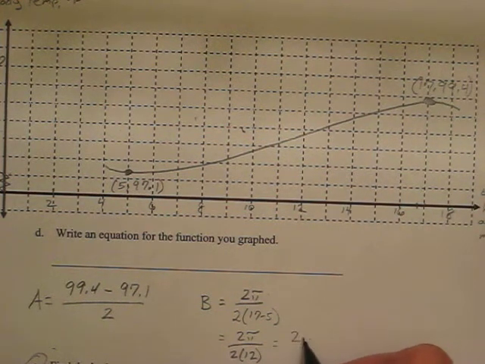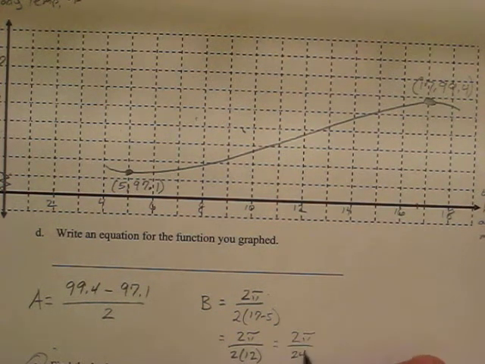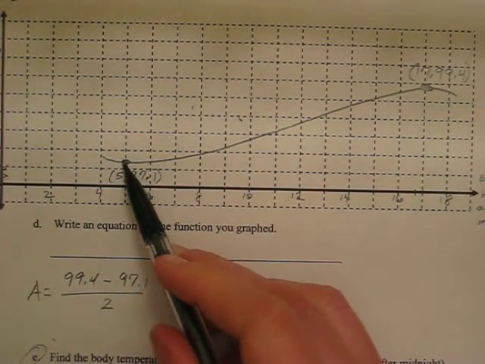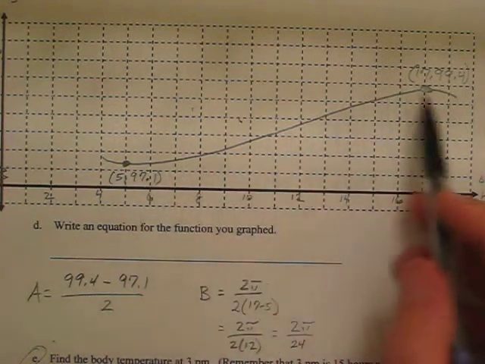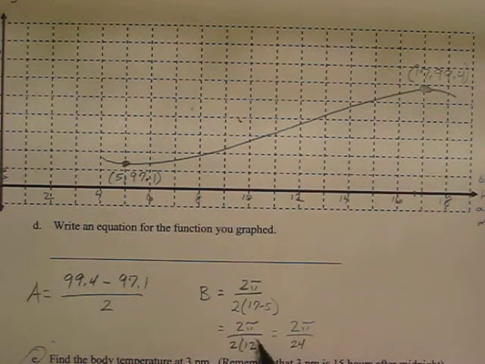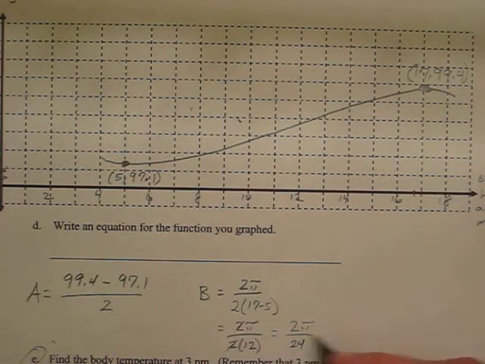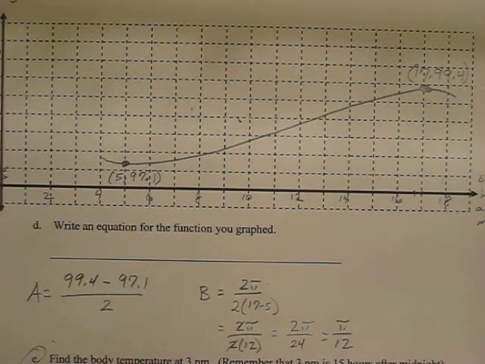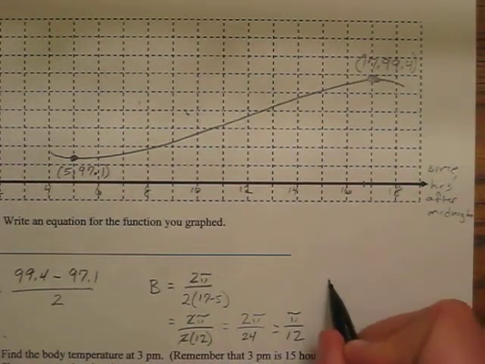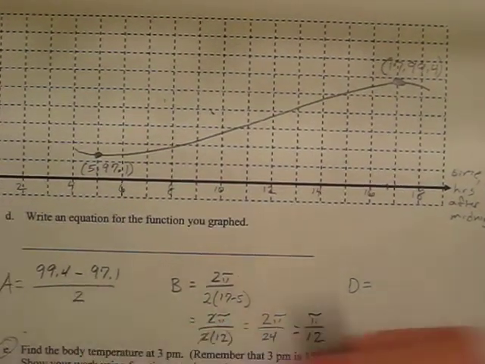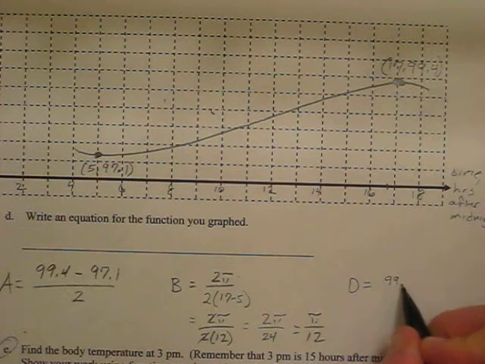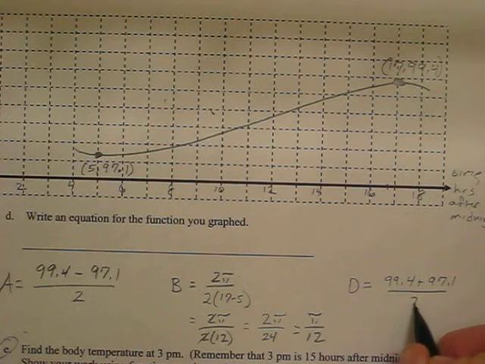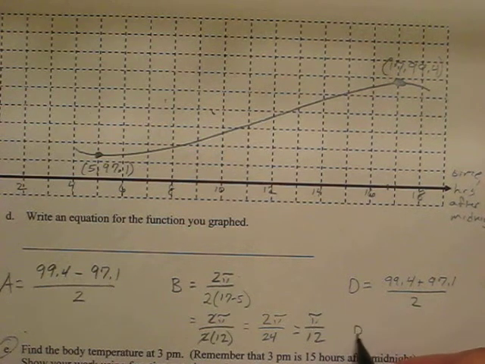But the entire period of this graph is going to be 2 pi divided by 24, because the period is how long it takes to get back to the maximum, to complete one cycle of whatever we're talking about. You can either reduce it here and get pi over 12, or you can see that this reduces to pi over 12. Either way, that's the b value. Now to find d, you're going to get these same values, but you have 99.4 plus 97.1 divided by 2.